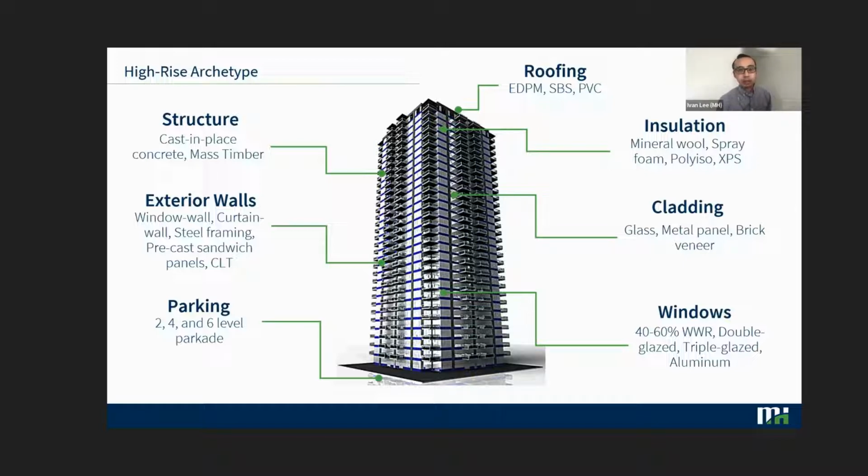For insulation, we looked at mineral wool, spray foam, polyiso, and XPS. The cladding is meant to be pretty standard: glass, metal panel, brick, that type of thing. For window wall ratio, we looked at 40 to 60%, both double and triple glazing, and basically aluminum framing, either punch windows or integrated within the assemblies, like the window wall and curtain wall.